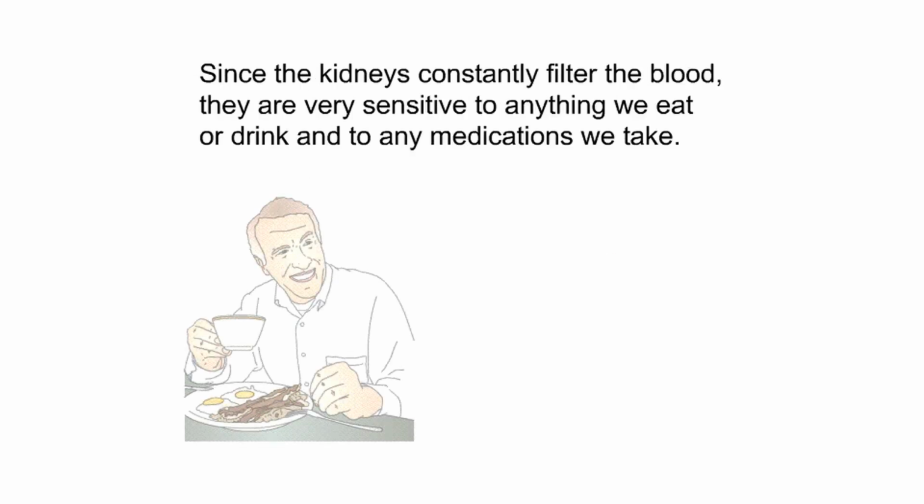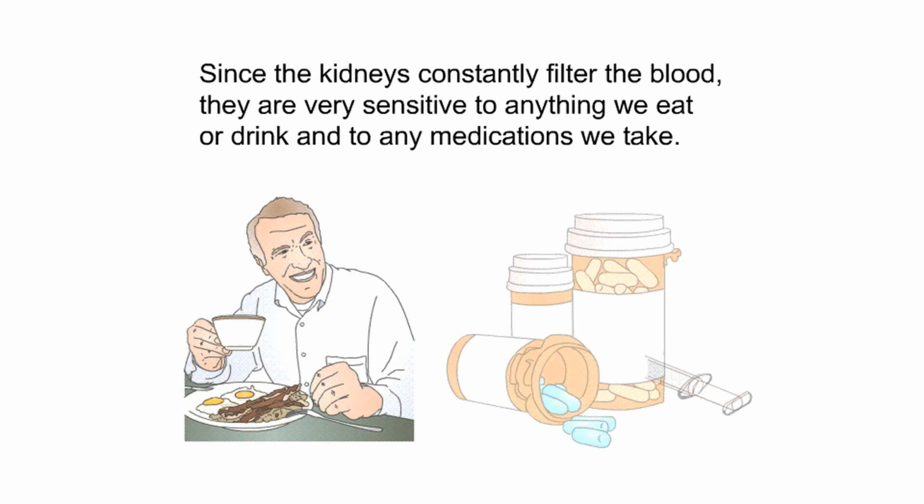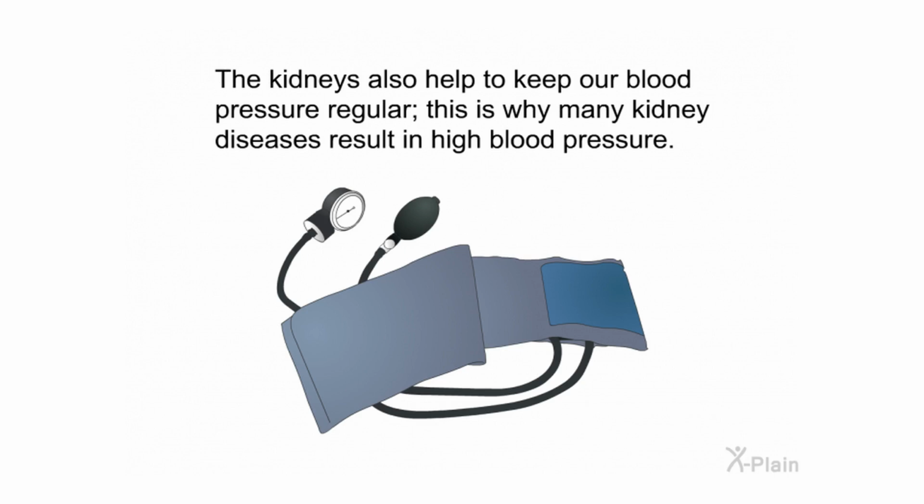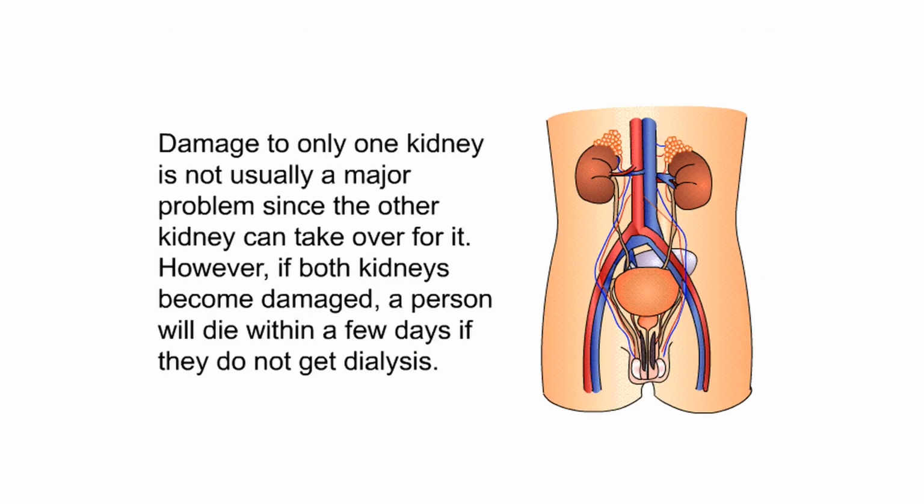Since the kidneys constantly filter the blood, they are very sensitive to anything we eat or drink and to any medications we take. The kidneys also help to keep our blood pressure regular. This is why many kidney diseases result in high blood pressure. Damage to only one kidney is not usually a major problem, since the other kidney can take over for it. However, if both kidneys become damaged, a person will die within a few days if they do not get dialysis.